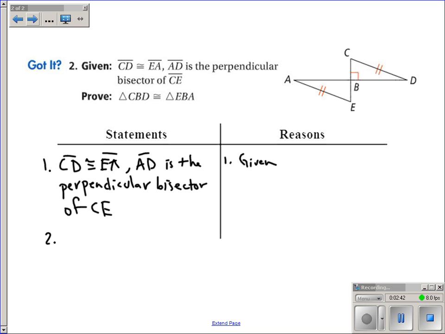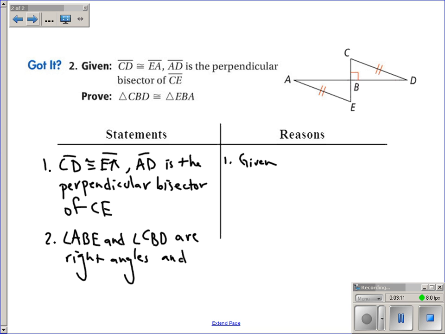Okay, it means two things. One is that it's perpendicular. So I can say the angle ABE and angle CBD are right angles. Okay, now that step may not be needed. I'd be okay if that step wasn't there, but I think it's really good if we're going to use the hypotenuse leg theorem to say that we have right triangles, that we have right angles.